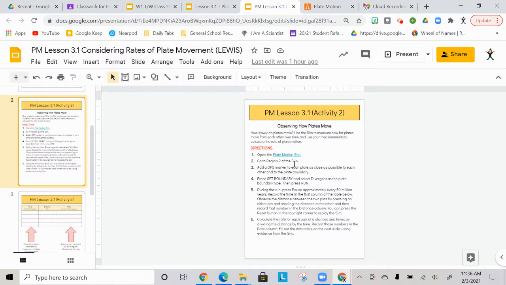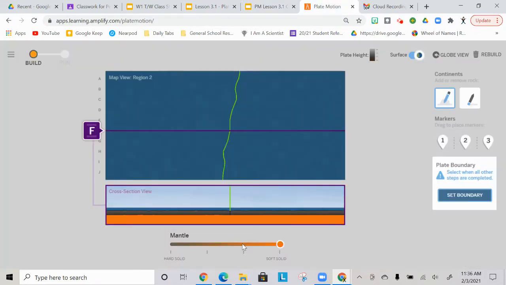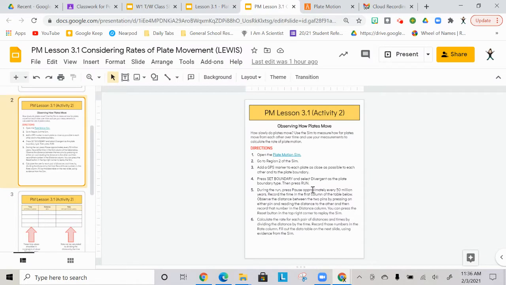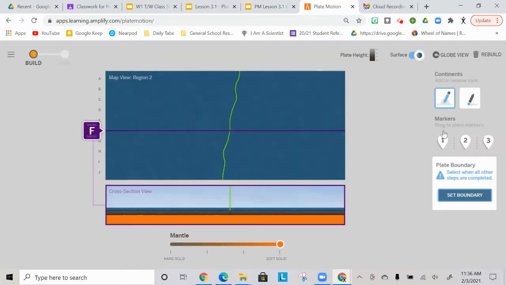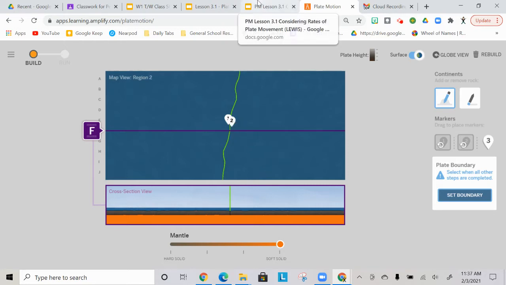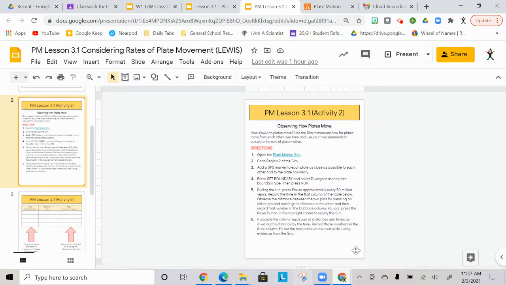Direction 2, go to region 2 of the simulation. Direction 3, add a GPS marker to each plate boundary as close as possible to each other and to the plate boundary. So what that means is you're going to drag these markers here and set them on either side of the plate boundary, but as close as possible to the plate boundary line and one another. So you want them to be from the starting point very close together. As close as possible, but they have to be on opposite sides of the boundary line. If they're not on opposite sides of the boundary line, this activity won't work.